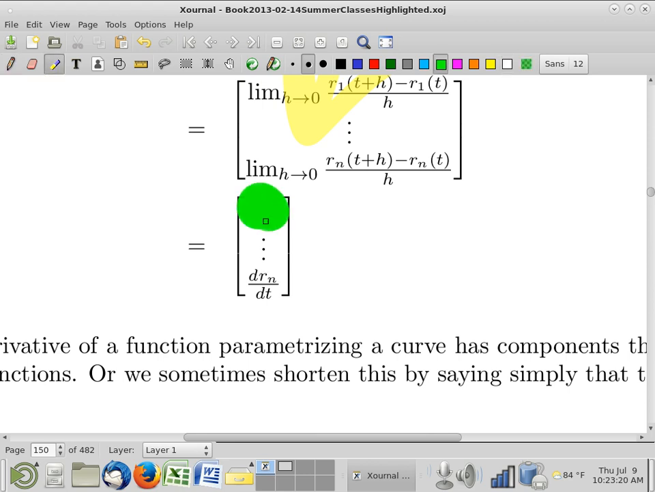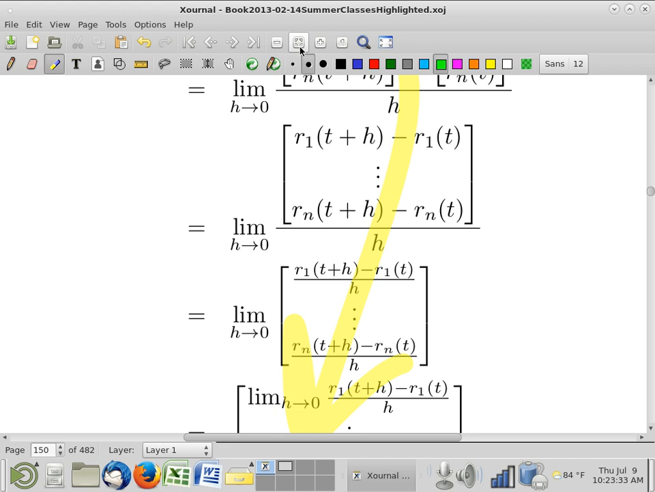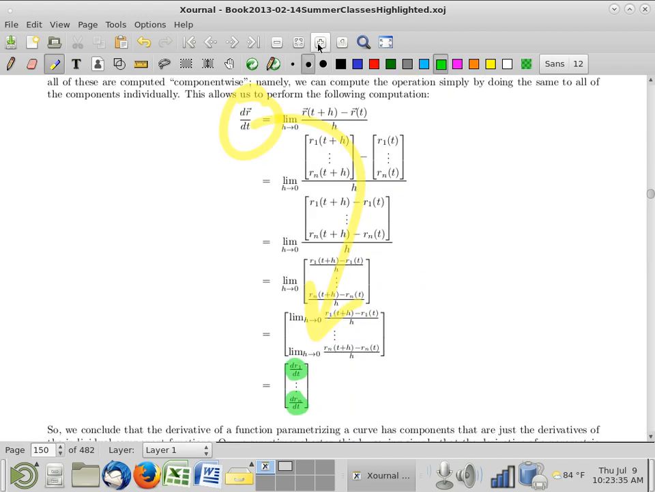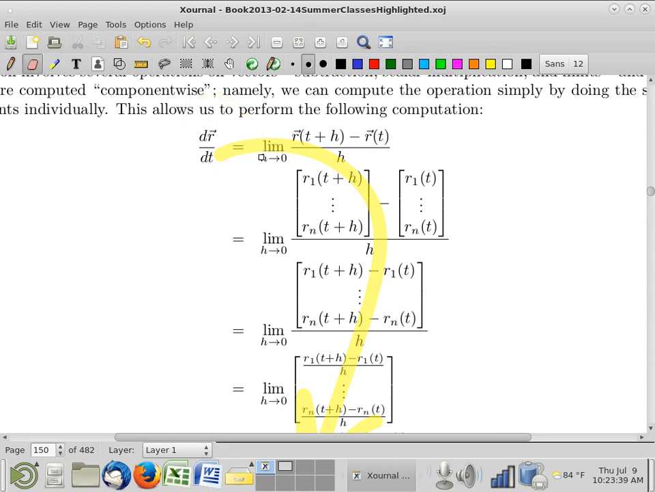Good old single variable derivatives, one at a time. Couldn't ask for a nicer answer. And it works out. Now, I'm going to leave it as an exercise for you to follow through the algebra. All that's happening in this algebra is we're making the observation that everything that goes into this construction is computed one component at a time.